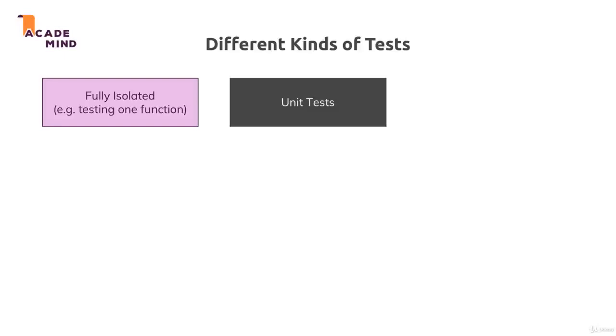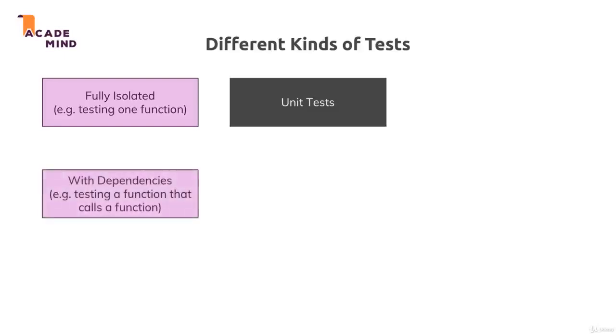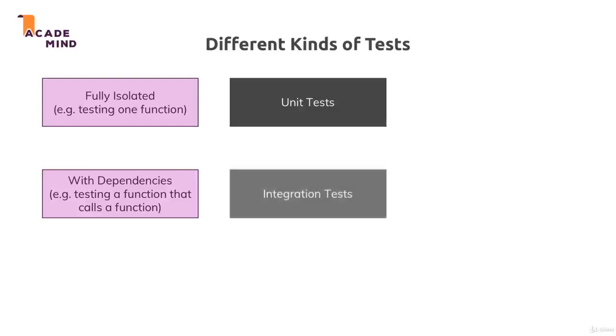We also have some tests that test units with some dependencies. So we have no isolated piece of code anymore, but we might have a function that calls another function, let's say. And therefore, the function we're testing depends on the result of another function. And that is called an integration test, because there we're testing more than just a single unit. We test the integration of a feature into another feature, so to say.